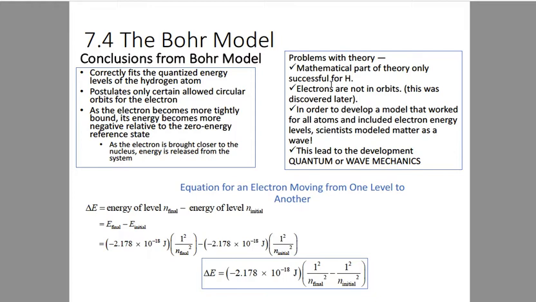In order to develop a model that worked for all the atoms, including the electron energy levels, the scientists modeled the matter after a wave. But we know now that the electron can also behave like a particle, and that's where we started having problems. The classical particle understanding of the electron wasn't going to work. We had to also look at it as a wave. And this is what led to quantum and wave mechanics.